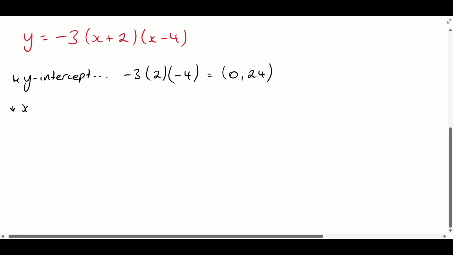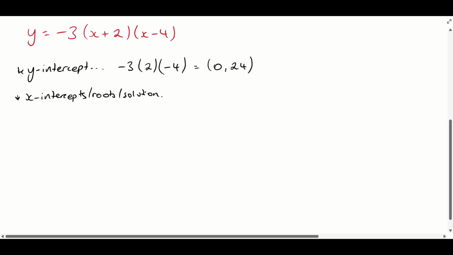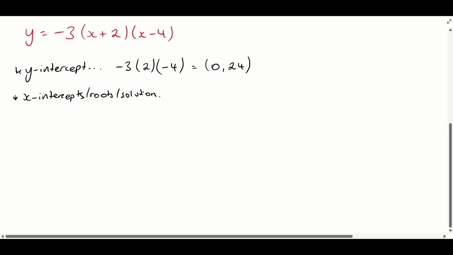Let's look at my x-intercepts, or my roots, or my solutions. It's called the root form because this step is far easier than in the standard form, because it's already been factorized for us. So remember, it's when our equation here is equal to 0. So when our y value is 0, we get our x-intercepts.